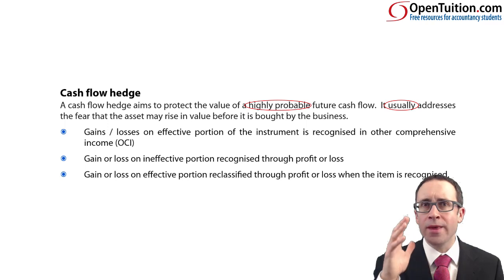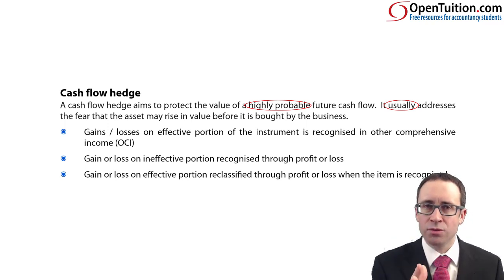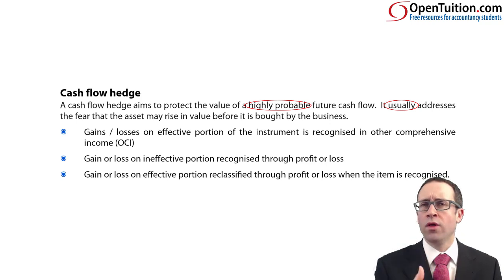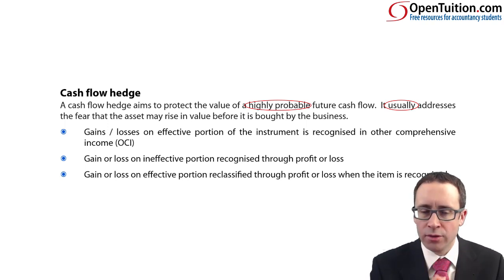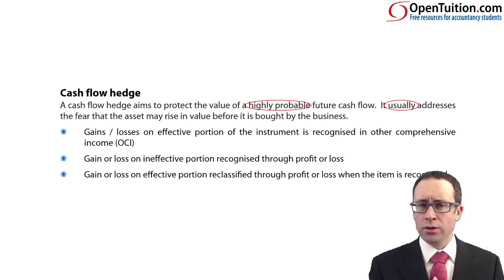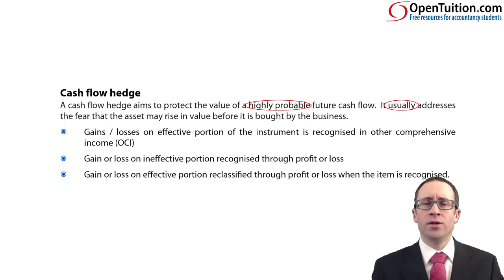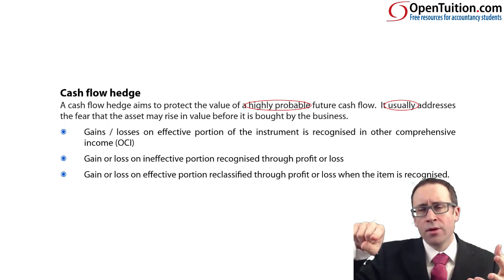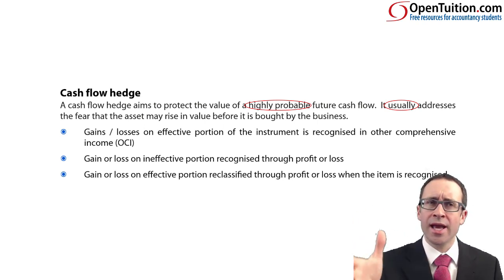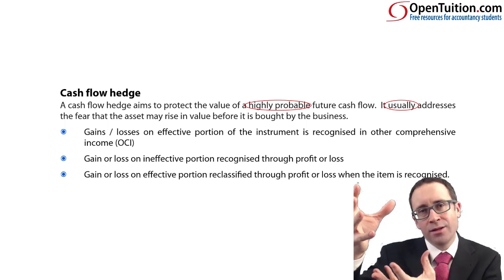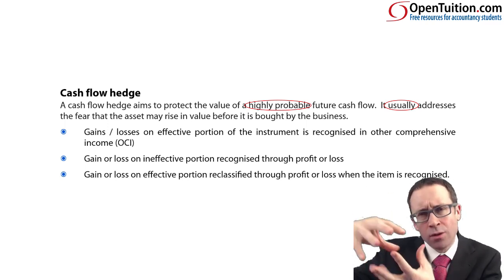Any gains or losses on the instrument, so that's the derivative, are recognized in other comprehensive income. So they're sort of hidden away within OCI. Then at some point in the future, when the item is bought, so when you buy the non-current asset, the commodity, or your oranges like we saw in our example earlier, any gain or loss that's hidden away in OCI is recycled through profit or loss. Why? Because once you've bought the item, that is when you realize the gain or loss on the item, so we can match up that hidden loss or gain from OCI into profit or loss.